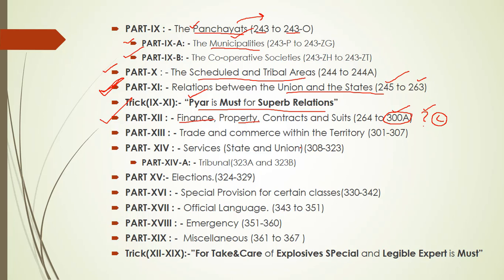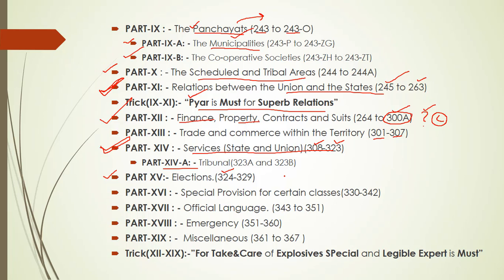So let us head towards part 13 of the Indian Constitution, which deals with trade and commerce within the territory, starting from Article 301 to 307. Part 14 of the Indian Constitution deals with the services, that is the state services, the public services. The Public Service Commission and the State Service Commission come under this part, starting from Article 308 to 323 of the Indian Constitution. Also, the tribunals come in Article 323A and B.